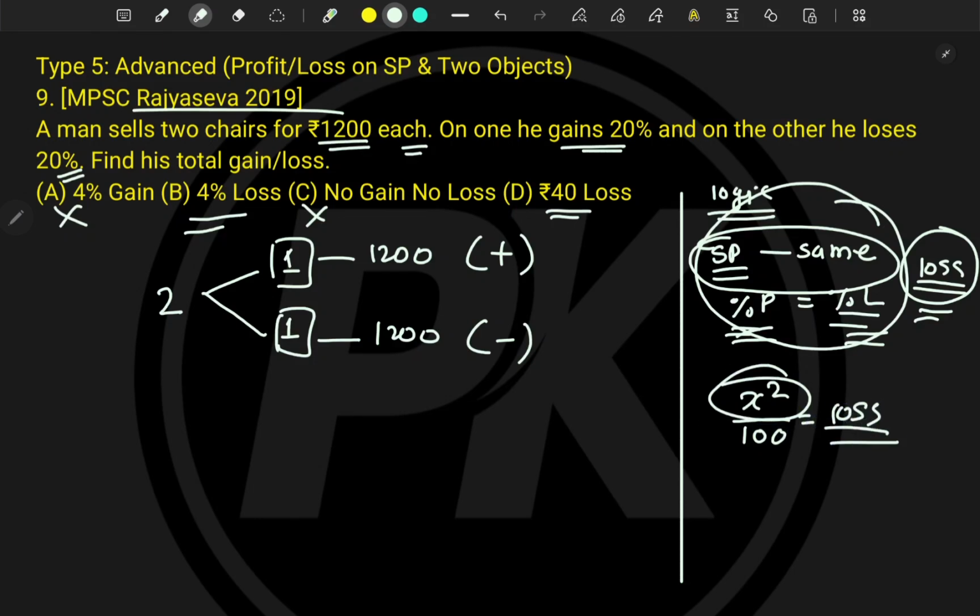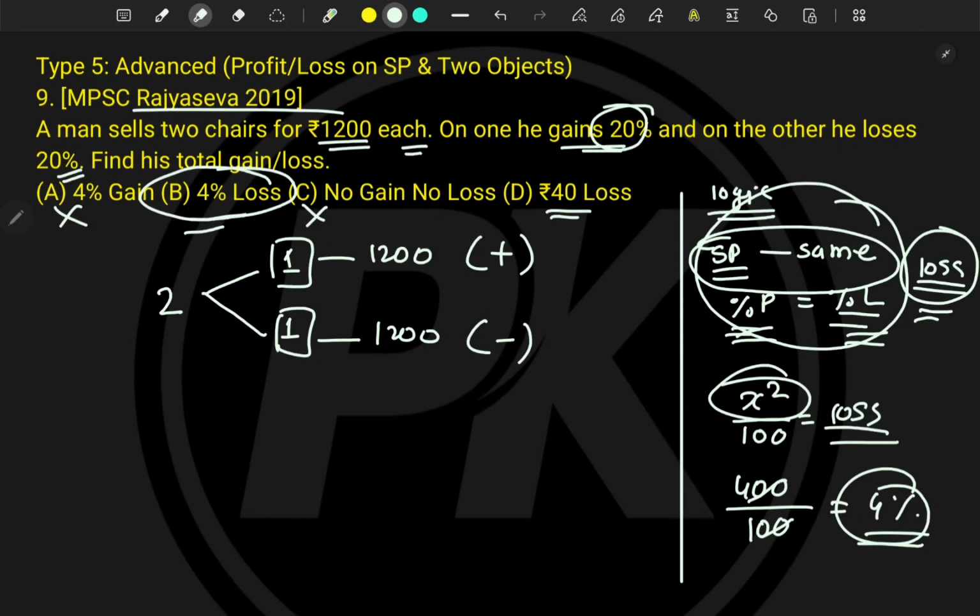Now what is x square? x is how much gain or how much profit, so that is 20. 20 square is 400. 400 divided by 100 equals 4, which is in percentage, and hence 4% loss. Option number B is correct.